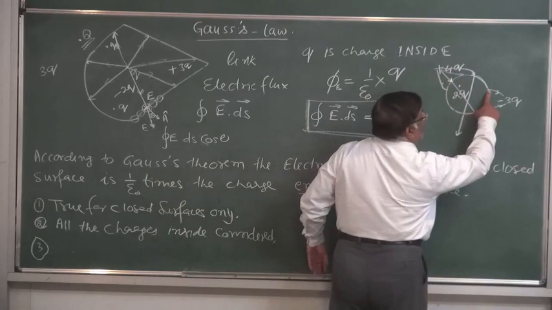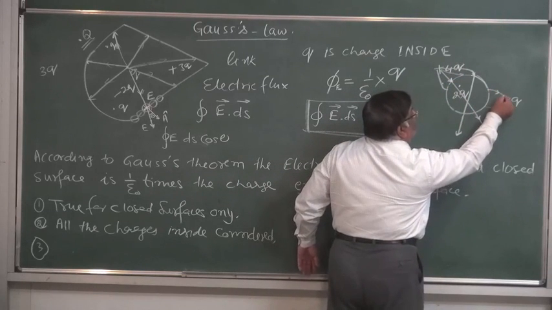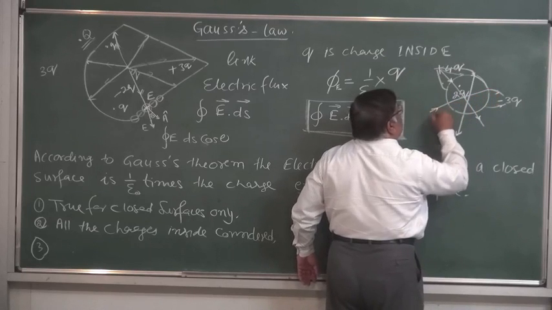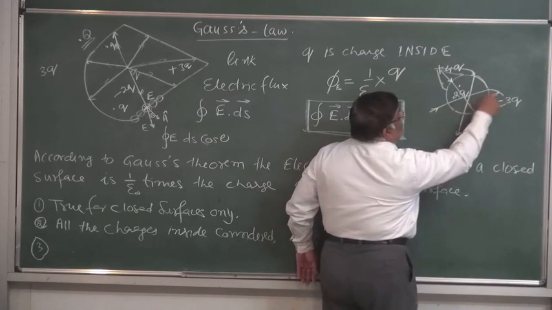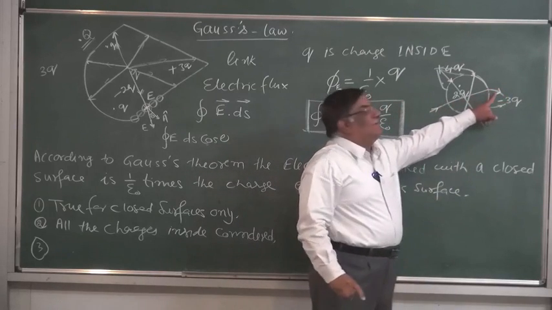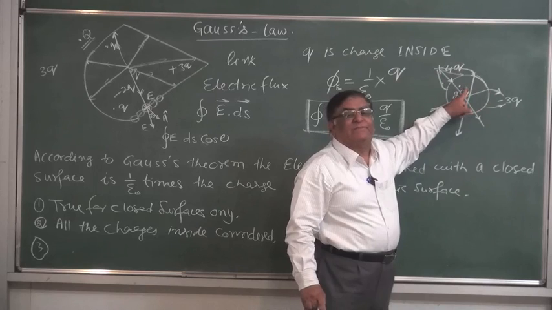Similarly, this line is coming from here. If I extend this line, it will be like this. Here this line enters and here this line leaves. The net line count is 0.